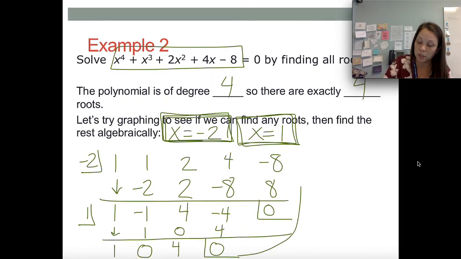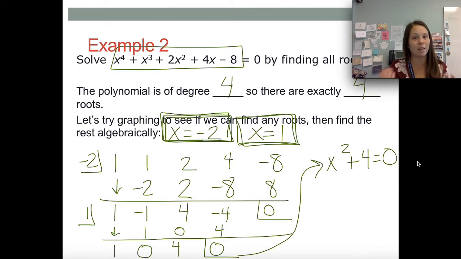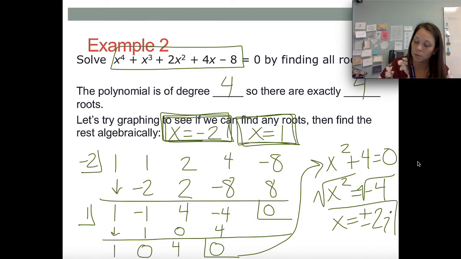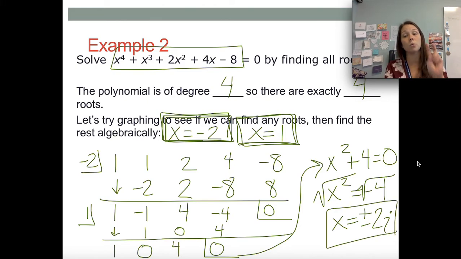So, similar to last time, I end up with a quadratic of x squared plus 4, because that 0 in the middle would be like a 0x, but again, that doesn't mean anything. Solving for x, I would subtract the 4 over, so I get x squared equals negative 4. Square rooting both sides, I get x equals plus or minus 2i. So those are my 4 answers: negative 2, 1, positive 2i, negative 2i.